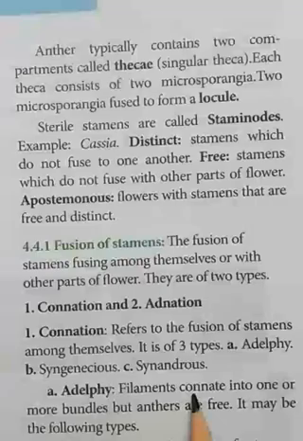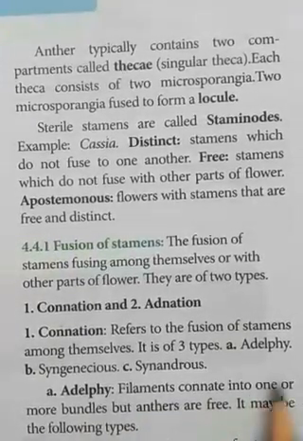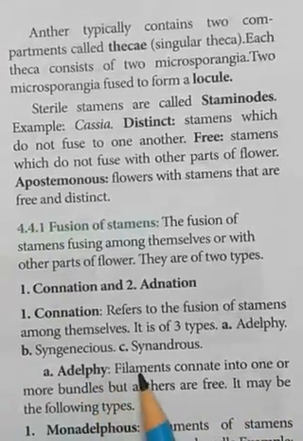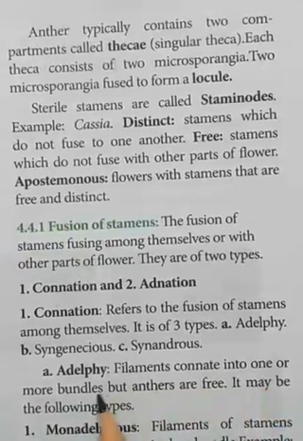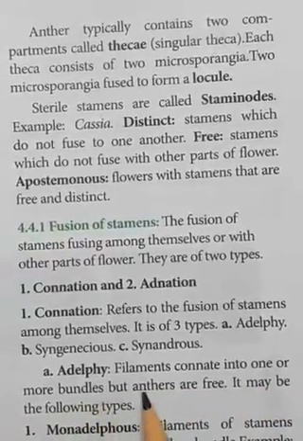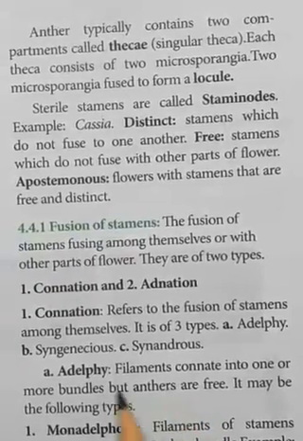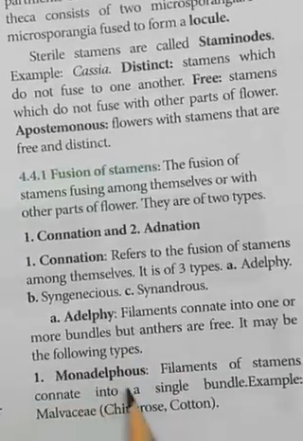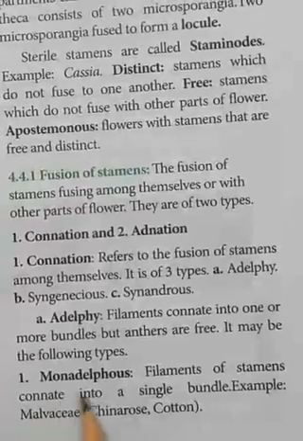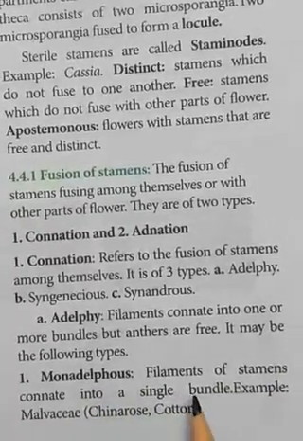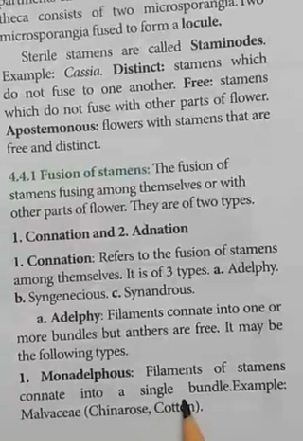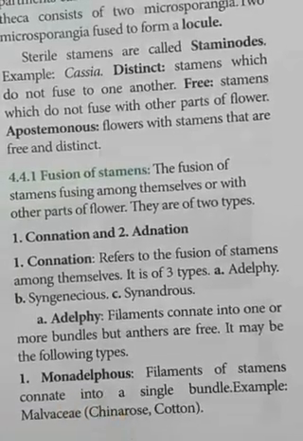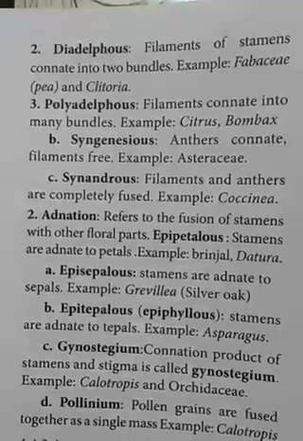Adelphy: the filaments are connate, that is, the filaments unite into one or more bundles, but the anthers are free from each other. It may be of the following types. Monadelphous: the filaments of the stamens fuse together to form a single bundle. Example in Malvaceae, that is China rose or cotton.